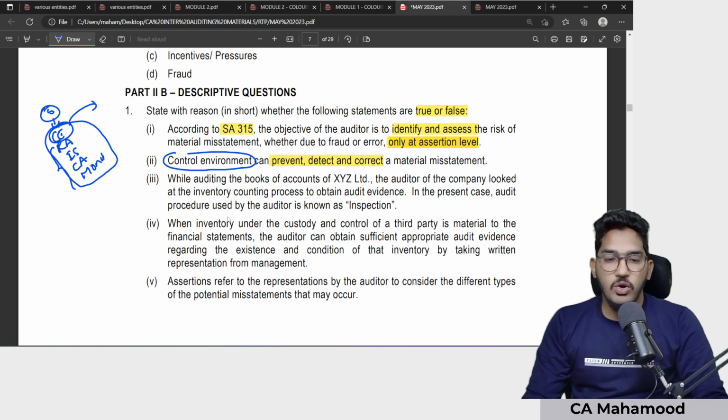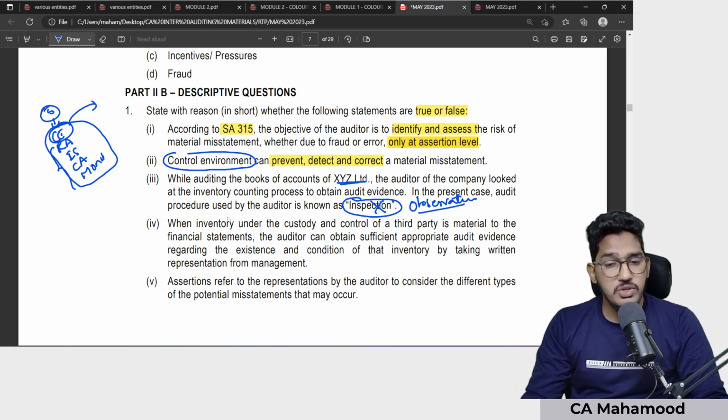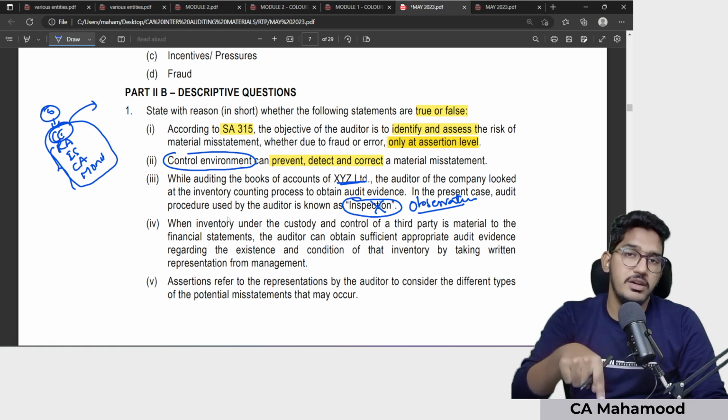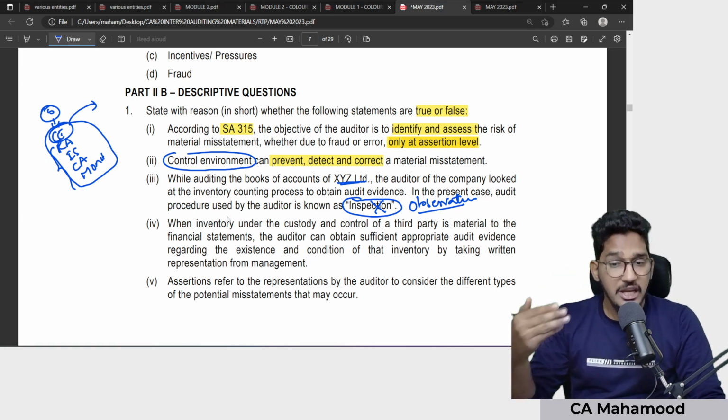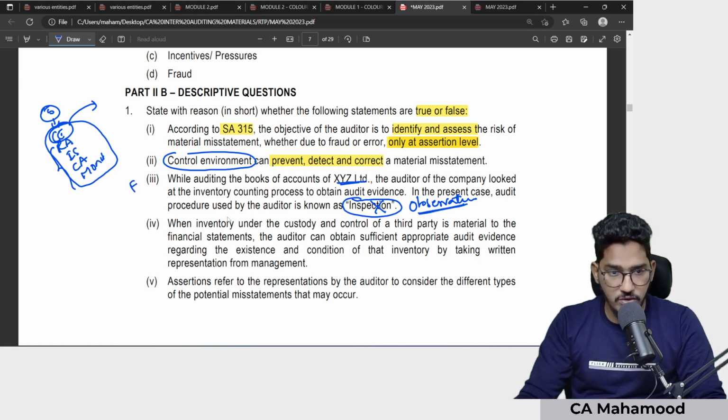Next one. While auditing the books of accounts of XYZ Limited, the auditor of the company looked at the inventory counting process to obtain audit evidence. In this present case, the audit procedure used by the auditor is inspection. Do you agree with that? If you sit and observe the inventory counting done by the management, what do you call the technique? Not inspection. We call it observation. So in the present case, the technique used by the auditor is observation, not inspection. Inspection is documentary examination or physical examination of an asset. If you are looking at the process being performed by others, that is observation, not inspection. So this is also false.